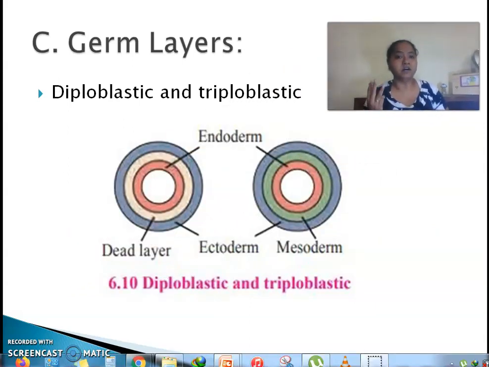Coming to the third criteria, that is germ layer. Germ layers are of two types, either diploblastic or triploblastic. It is called diploblastic when only two germ layers are present, that is the ectoderm, which is the outermost layer, and the endoderm, which is the innermost layer. While in triploblastic, there are 3 germ layers present: the ectoderm, that is the outermost layer, the mesoderm, that is the middle layer, and the endoderm, that is the innermost germ layer.